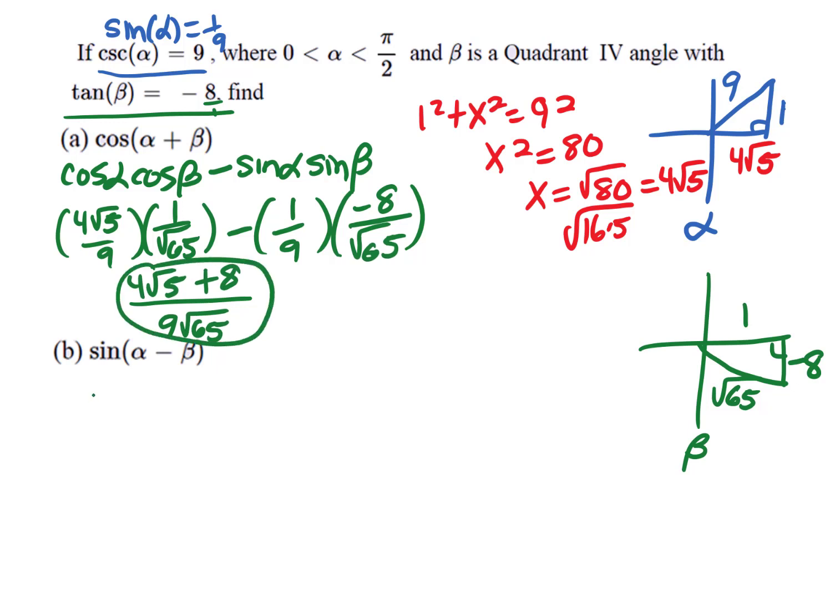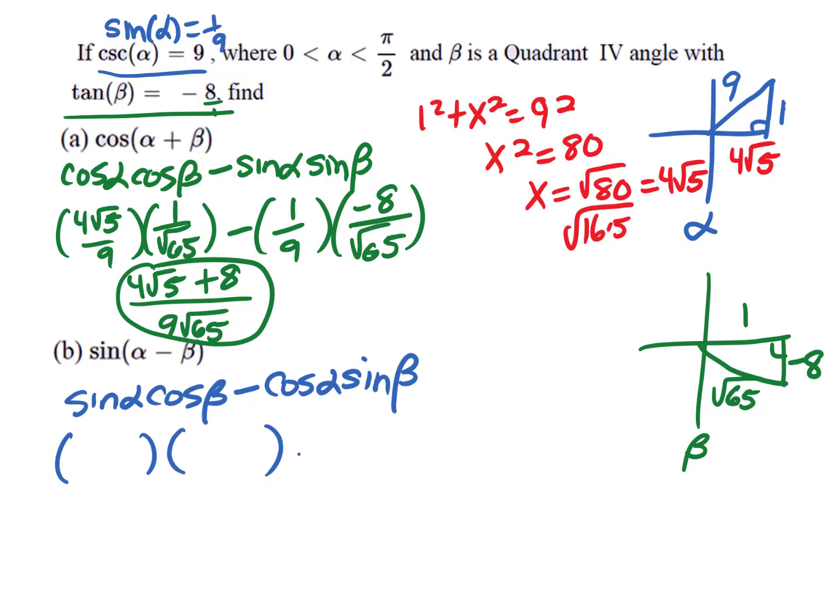Now let's go ahead and do the second one, part B. We've got sine of the first angle, cosine of the second angle. Trig functions are different, so the sign matches. That's a negative. Cosine of the first angle, sine of the second angle. All right, so sine alpha, I'm just making some spots for these. Sine alpha is going to be opposite over hypotenuse, which is 1/9. Cosine beta, adjacent over hypotenuse, 1 over square root 65.